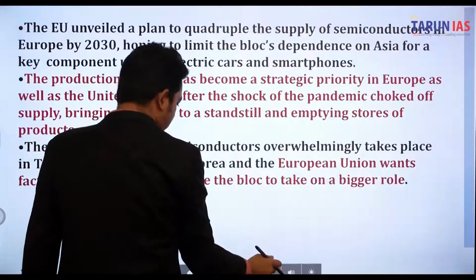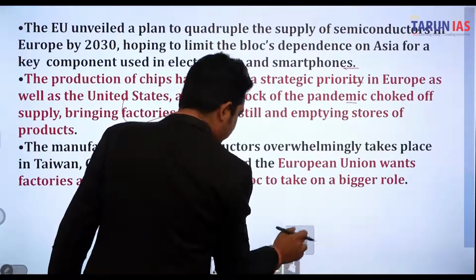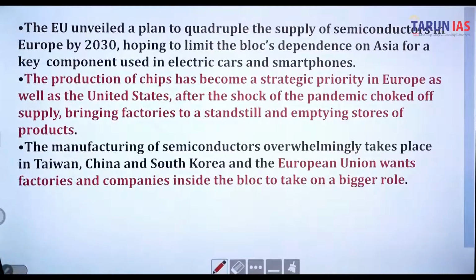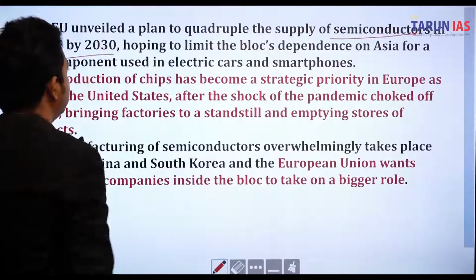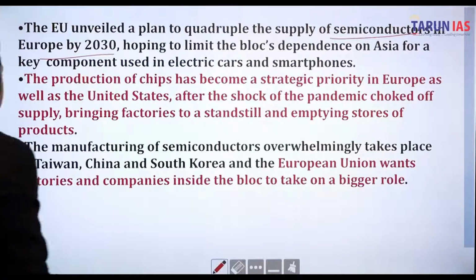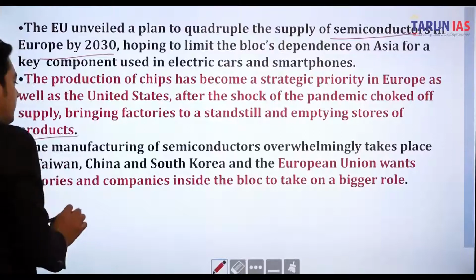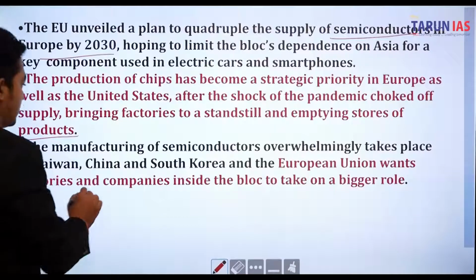So the European Union plans to quadruple the supply of semiconductors in Europe by 2030, hoping to limit the bloc's dependence on Asia. Production of chips has become a strategic priority in Europe as well as the United States after the shock of the pandemic choked off supply, bringing factories to a standstill and emptying stores of products. The manufacturing of semiconductors overwhelmingly takes place in Taiwan, China and South Korea.